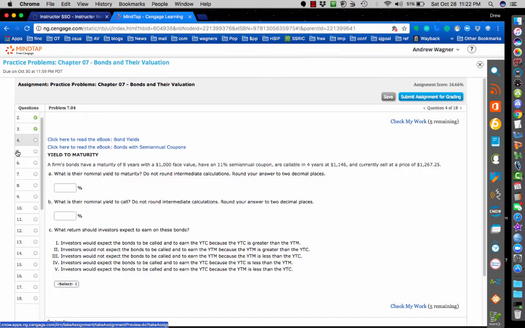Okay, here, yield to maturity, maturity is 8 years, 1,000 par value, 11% semi-annual coupon. Okay, so let's break this down. That's 8 years with 2 payments per year, so N is 16, so put in 16 for N. The coupon rate is 11% semi-annually, so that's 5.5% per 6 months, so put in 55 for the PMT. It's callable in 4 years. Currently sells at a price of 1267.25. I'm going to go ahead and put 1267.25. Make it negative because you have to pay that negative cash flow for present value.